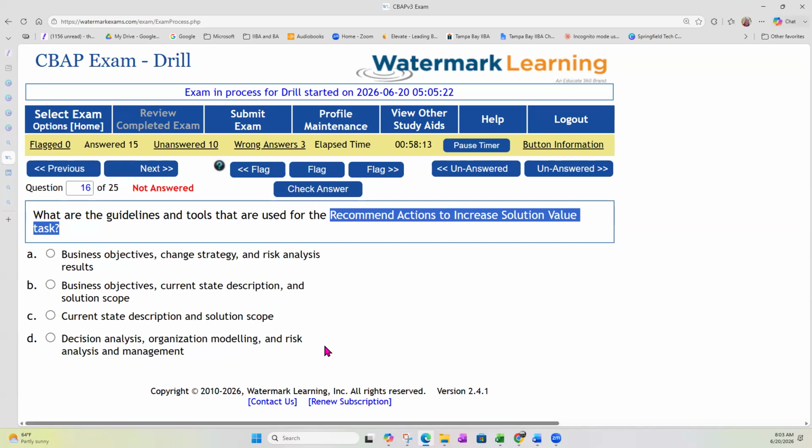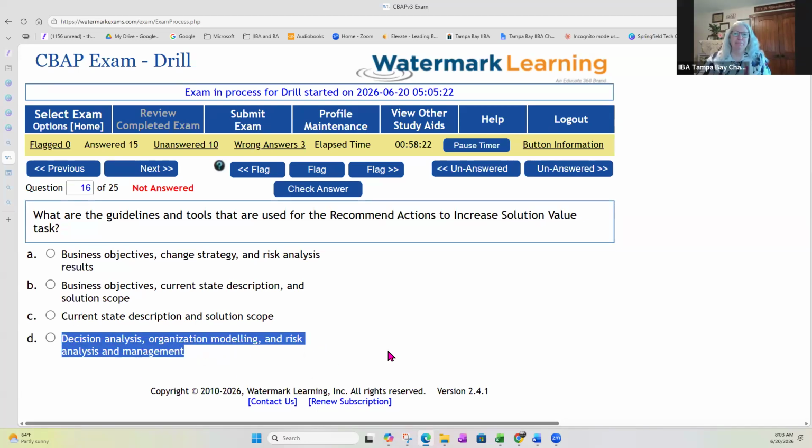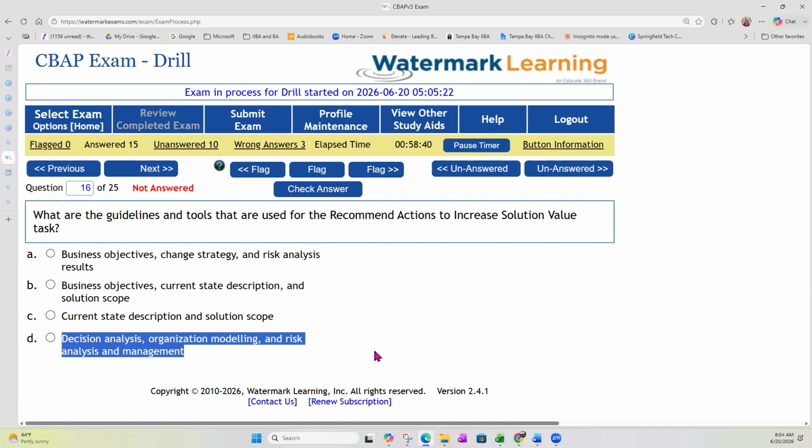Increase solution value. Eliminate D for Denmark. Why are we eliminating this one, Jose? Those seem to me like tools, guidelines that we will use on a previous task. We are already kind of locked in with the solution. We are not going to do some risk analysis at this phase. And what is the best answer?